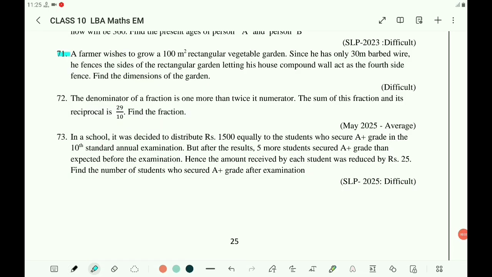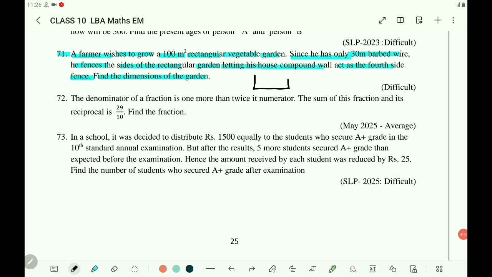Question number 71. A farmer wishes to grow a 100 m square rectangular vegetable garden. Since he has only 30 meter barbed wire, he fences the sides of the rectangular garden, letting his house compound wall act as the fourth side fence. Find the dimension of the garden.